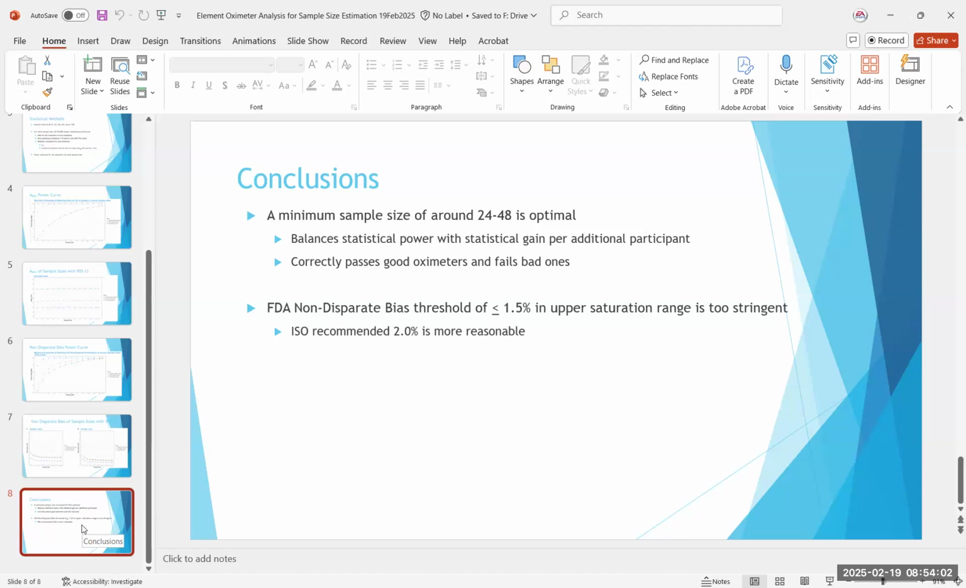And then to summarize a little bit more on the last slide, that FDA criteria of 1.5% in the upper saturation range is likely too stringent just because it required a sample size roughly 5 times that of what's suggested by the other statistics on the same oximeters, and the ISO recommended criteria of 2% in this range is likely more reasonable and suggests a similar number of participants to the other statistics as well.